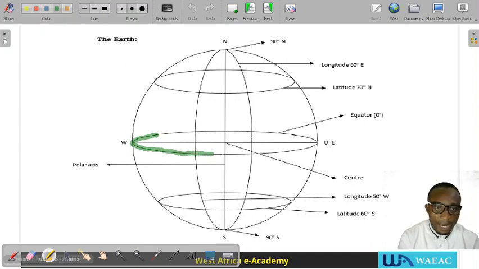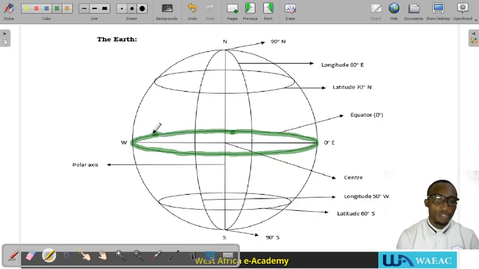You can see my highlighter. My highlighter is showing you the equator. That is the equator. And the equator is what? It is a latitude. If I have another, this is a small circle, this is a latitude. Do you understand? The complete small circle is a latitude. So we have great circle and small circle.